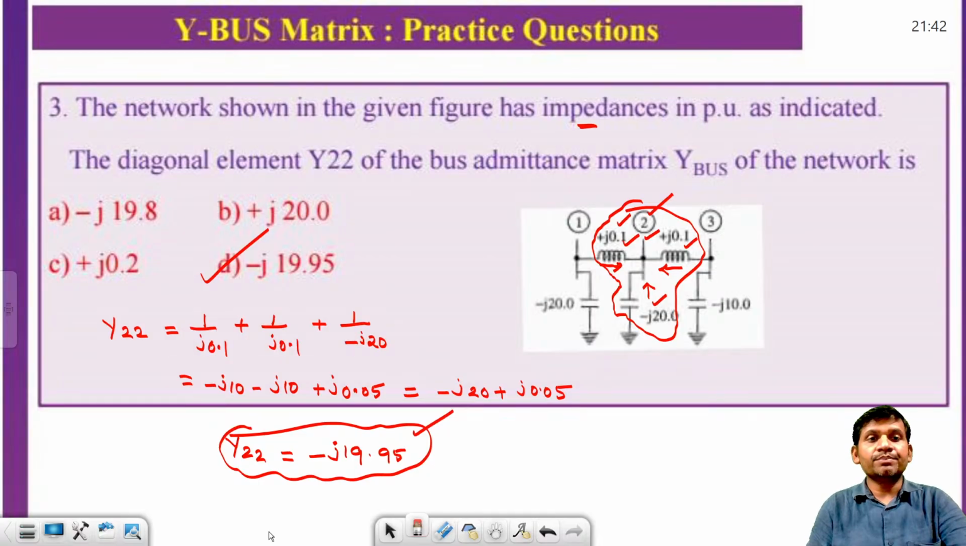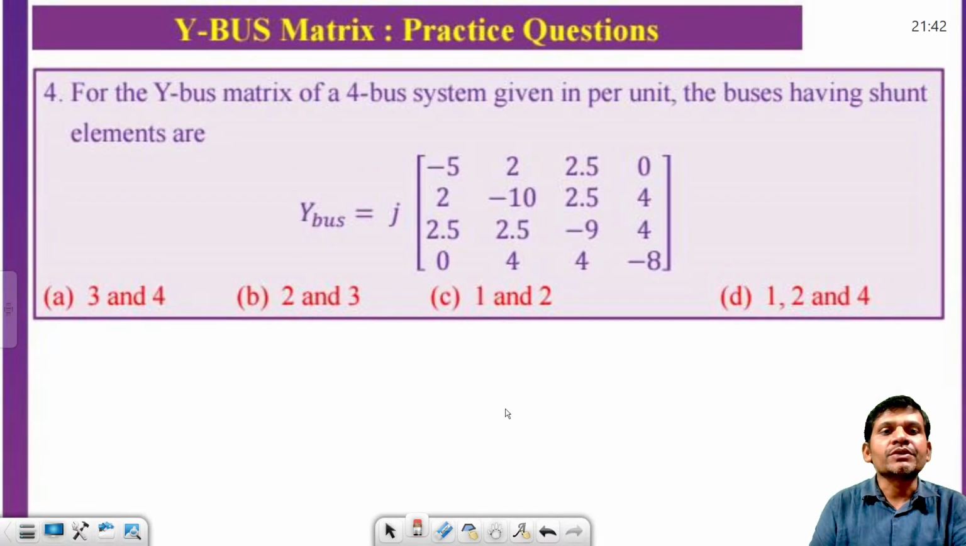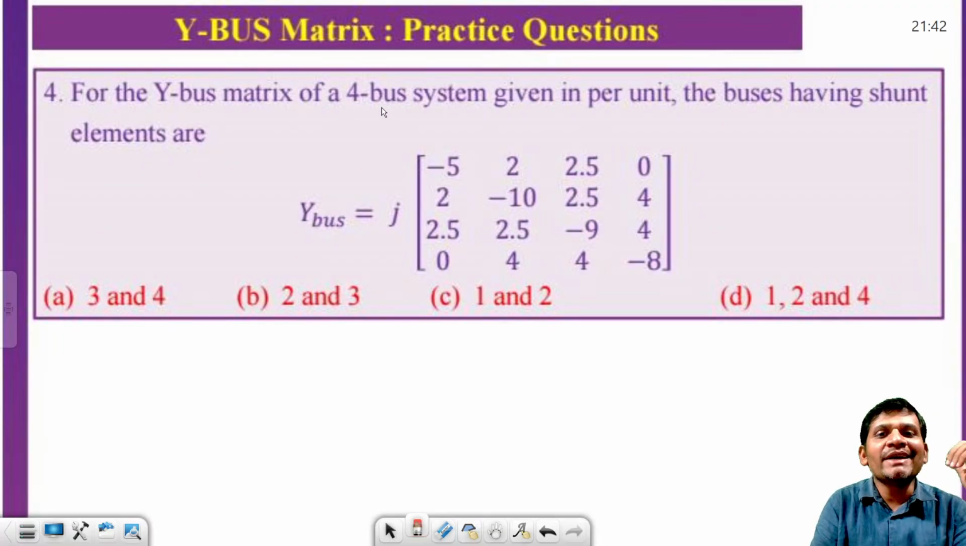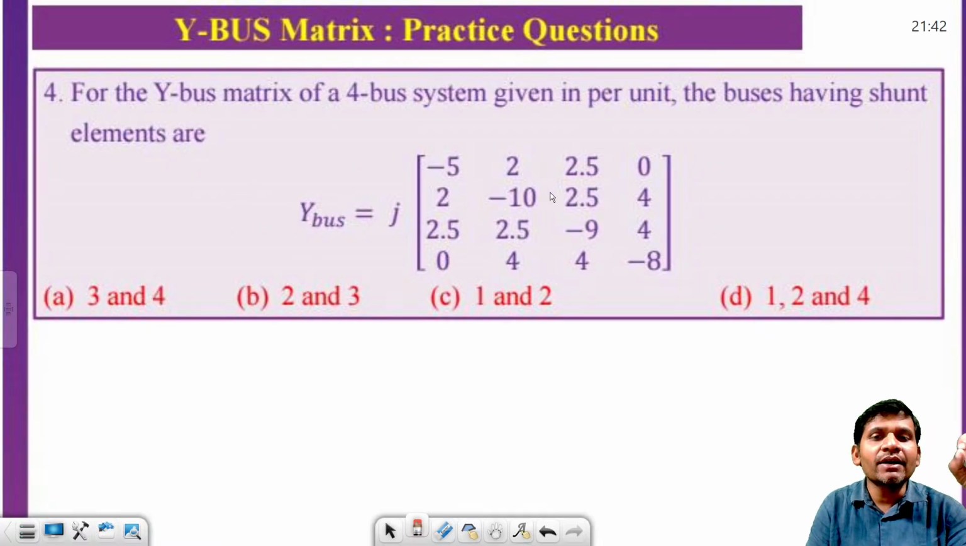Yes, friends. Correct. To the next question. Can you answer this simple question? For the Y bus matrix of a 4 bus system given in per unit, the buses having shunt elements are. Then which buses are having the shunt element? The first question itself I explained now. How to identify if the buses are having the shunt elements or not.